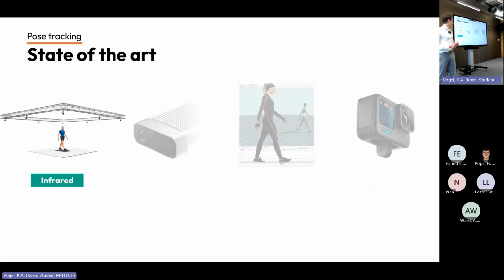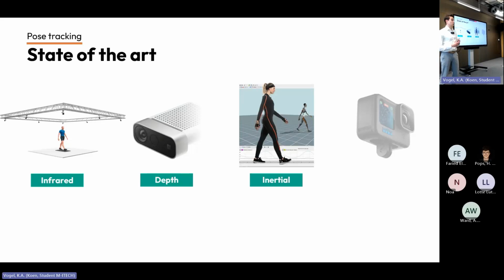First tracking system is infrared-based tracking, meaning you have a bunch of reflective dots on the body, and cameras around the user will infer its pose. Second is a depth-based system, a camera which can generate a depth map, after which an algorithm can infer the pose that way. Third are inertial sensors, so putting a bunch of inertial measurement units all over the body, which can track the position really accurately using gyroscopes and accelerometers.